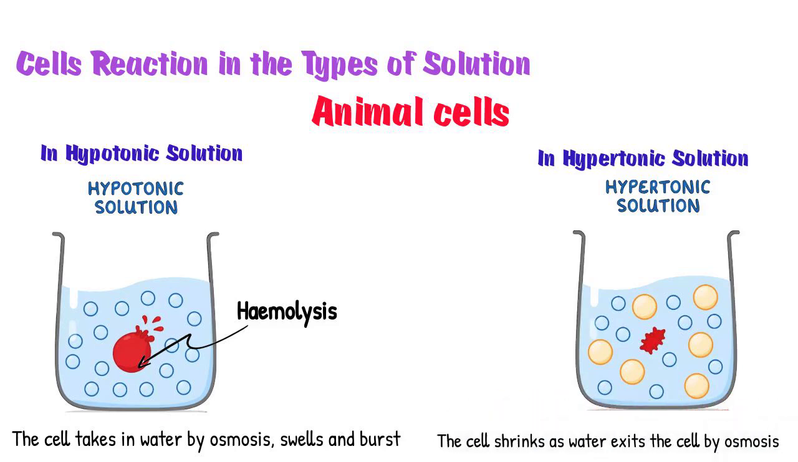On the other hand, in a hypertonic solution, the cell has the higher water potential. This causes water molecules to move out of the cell into the solution. The cell then shrinks and eventually dies. Cells placed in an isotonic solution maintain their normal shape and size because the concentration of water is equal inside and outside the cell, resulting in no net movement of water across the cell membrane.